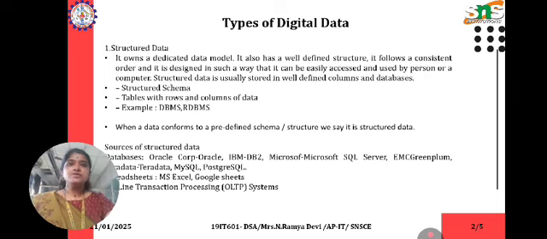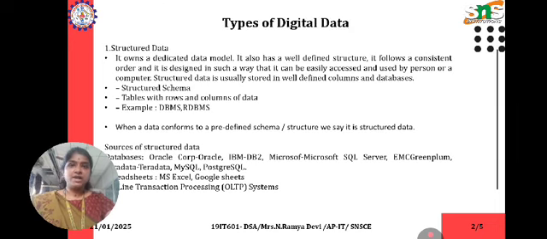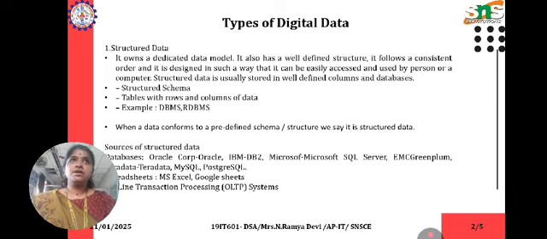business insights. So here the digital data is considered as the data which is available in the net or in the database or in any form. Here it is divided into three types of data. The first is structured data, the second is unstructured data, and the third is semi-structured data. First we will see what is structured data.